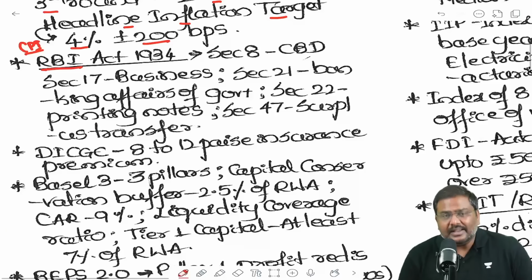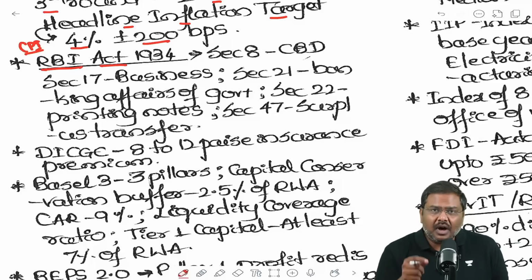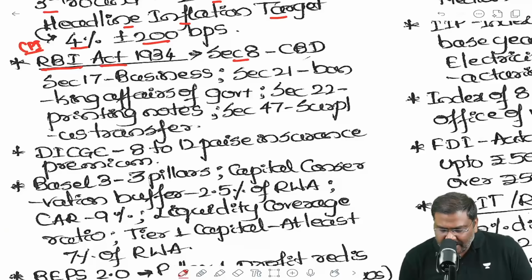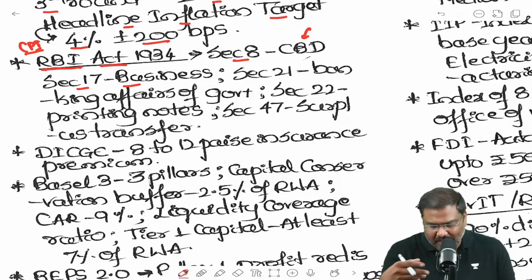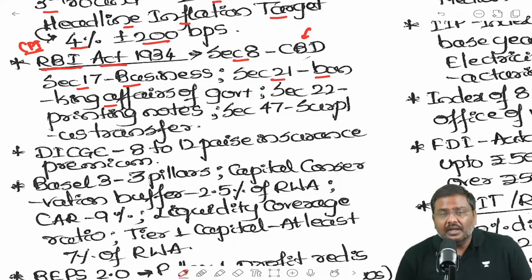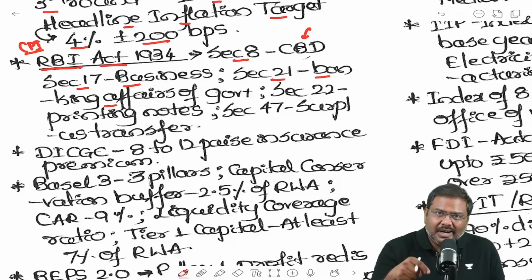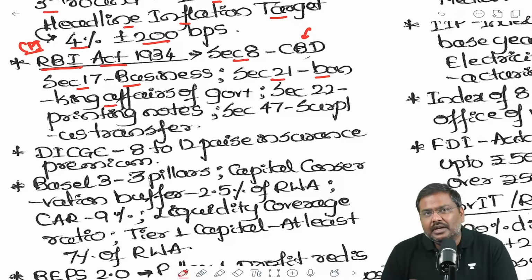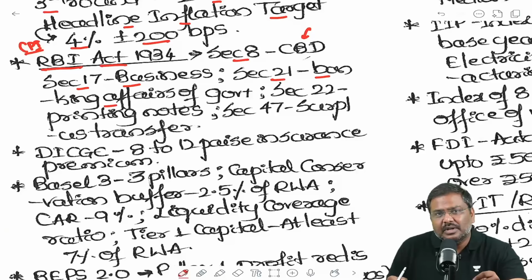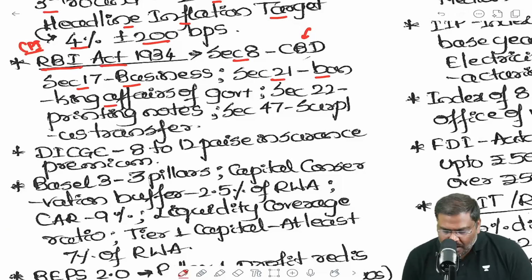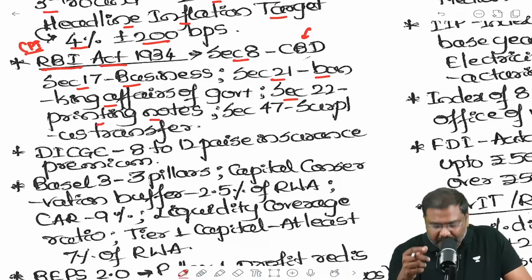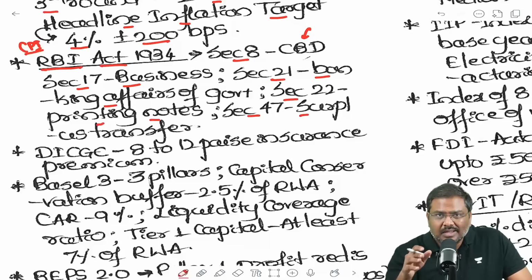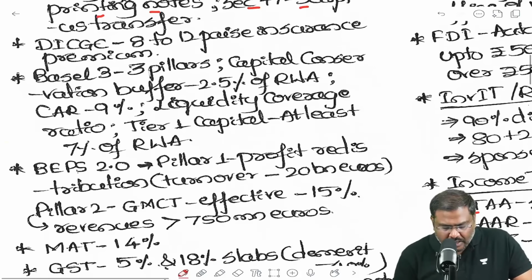Another important fact that you need to remember is regarding sections of the RBI Act of 1934. Section 8 talks about the Central Board of Directors. Section 17 talks about business to be carried out by RBI. Section 21, the RBI is responsible for conducting banking affairs of the government. In fact, very recently, under this section itself, there is an MOU which has been signed between RBI and Delhi. Section 22 talks about the exclusive right with RBI to print currency notes. Section 47, surplus transfer to the Government of India.